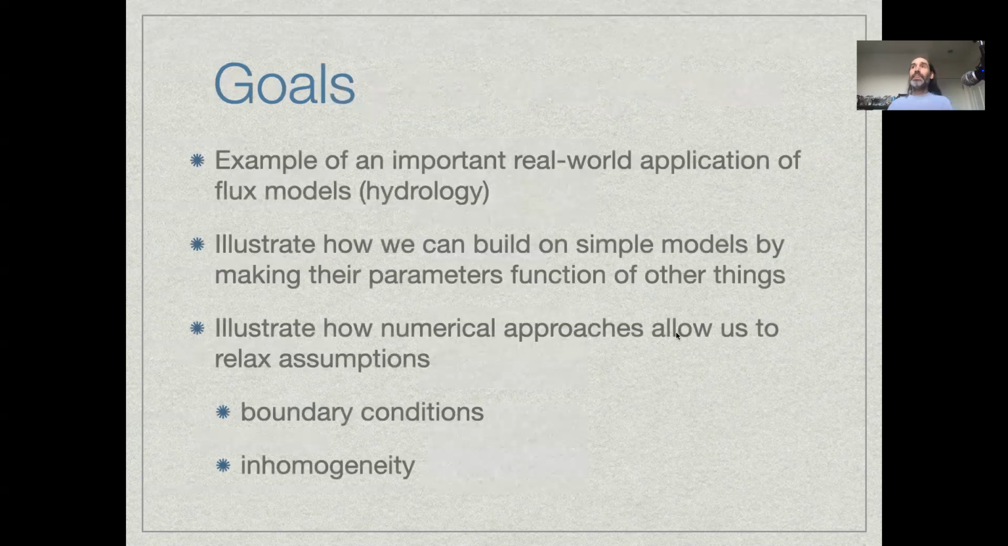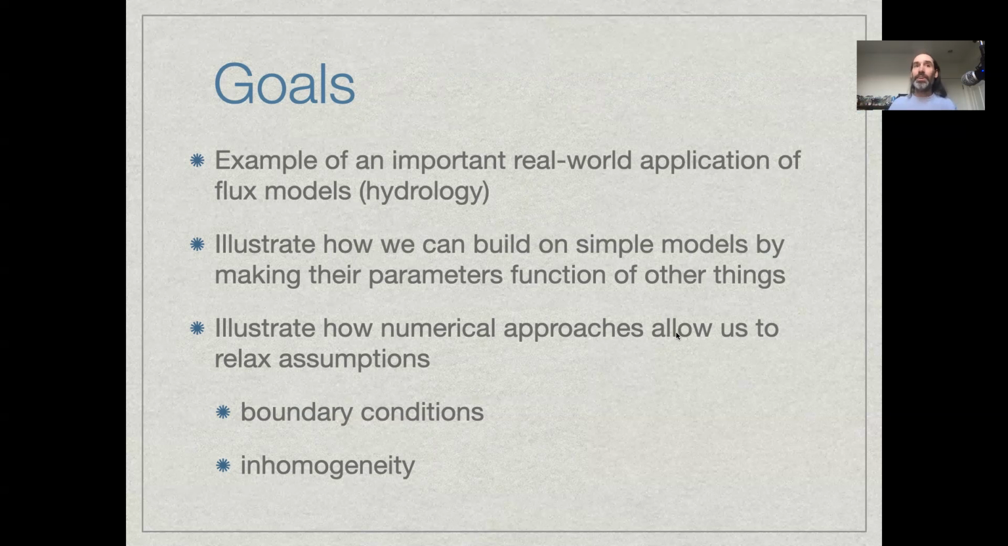So the goal in this unit, which is going to focus on soil fluxes, is to first give an example of an important real-world application of flux models. In this case, we're going to use it to model soil moisture, a basic hydrological process. And more importantly, we're going to use this to illustrate how, like with the population models, we started with a very simple exponential growth model, and we built on that incrementally. So here we're going to start with a very simple Darcy's law, which is just a basic flux equation. We're going to build on that incrementally by making the parameters in Darcy's law functions of other things.